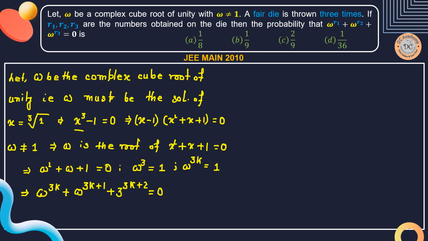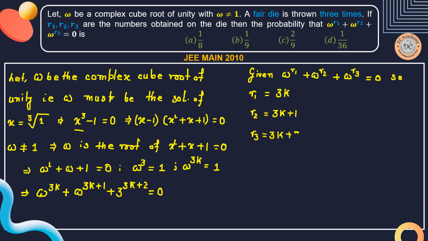So see that here omega to the power R1 plus omega to the power R2 plus omega to the power R3 is equal to 0, given. Therefore, it is possible that R1 must be of the form 3k, R2 must be of the form 3k plus 1, and R3 must be of the form 3k plus 2.